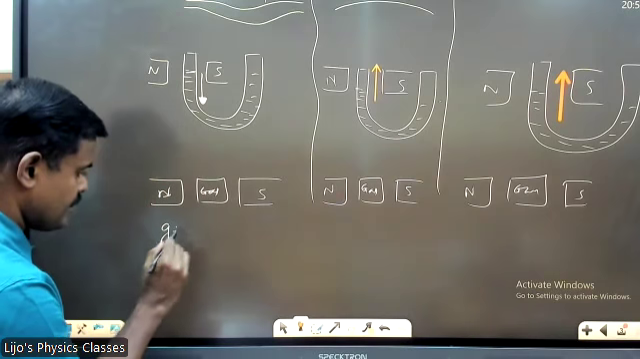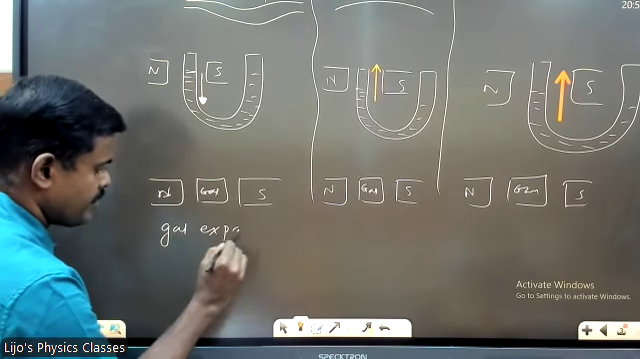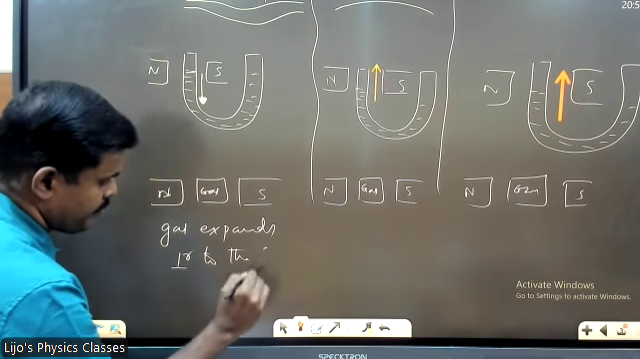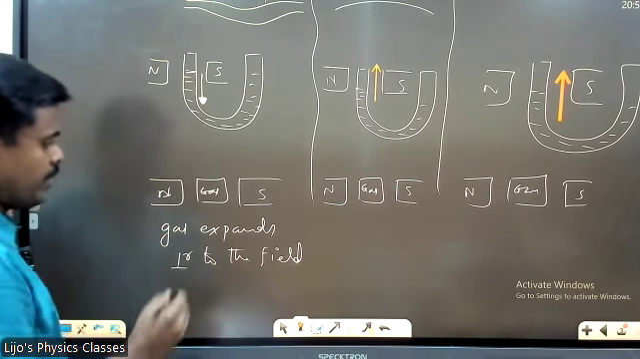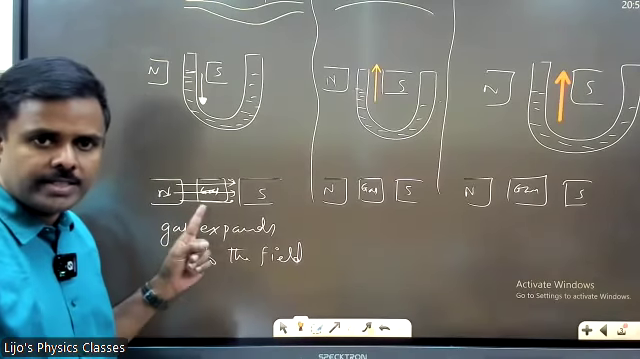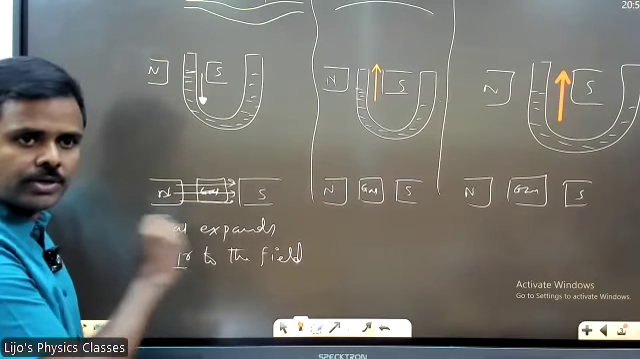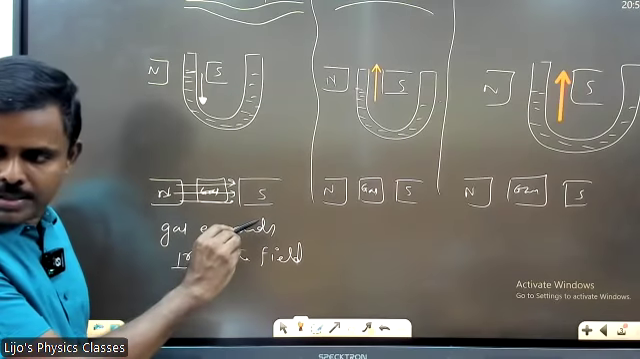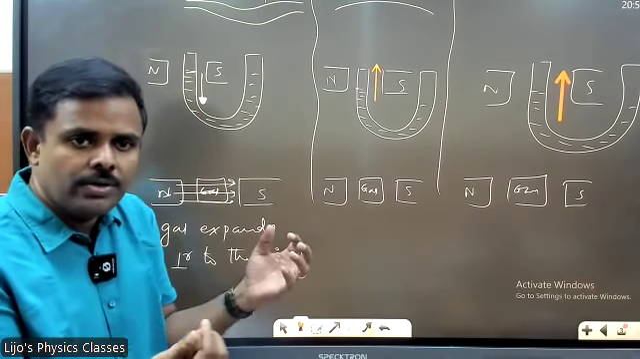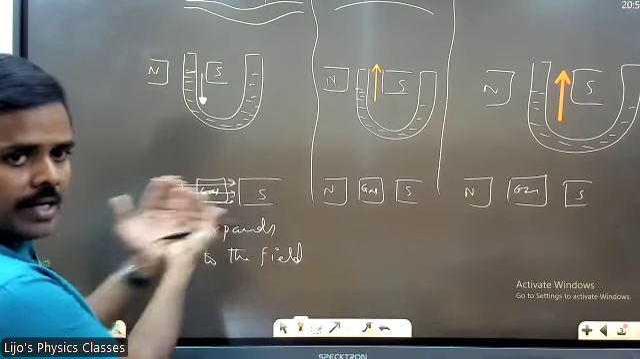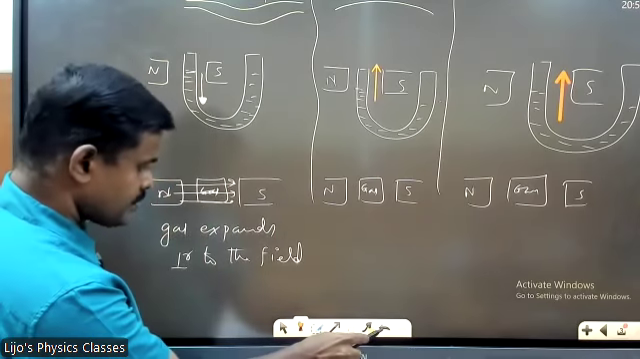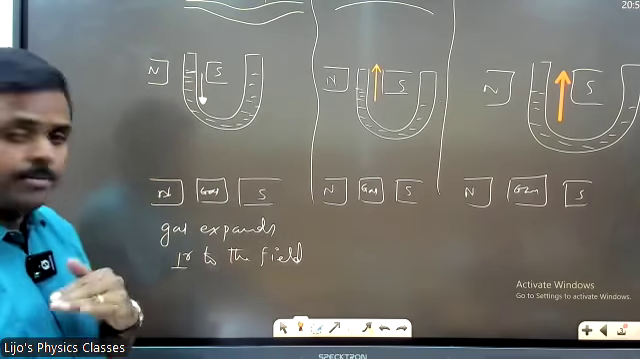Here the gas expands out perpendicular to the field. Okay, perpendicular to the field. Look at the field direction. This is the field direction, north pole to south pole. Look at this, everyone. North pole to south pole, right? Correct. So it tries to escape out of the field. So where would it go? The gas would come out of the field. Understood? The gas would expand perpendicular to the field.